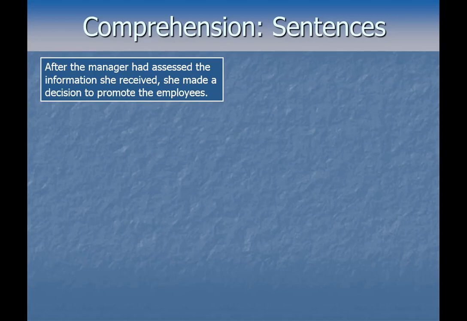So the sentence might be something like, after the manager had assessed the information she received, she made a decision to promote the employees. Now, if you speak English, you can parse, you can make sense of this sentence. And of course, we could do a phrase structure grammar analysis here. We could map out where the noun phrases are and the verb phrases and show, yes, this is a grammatically valid English sentence.